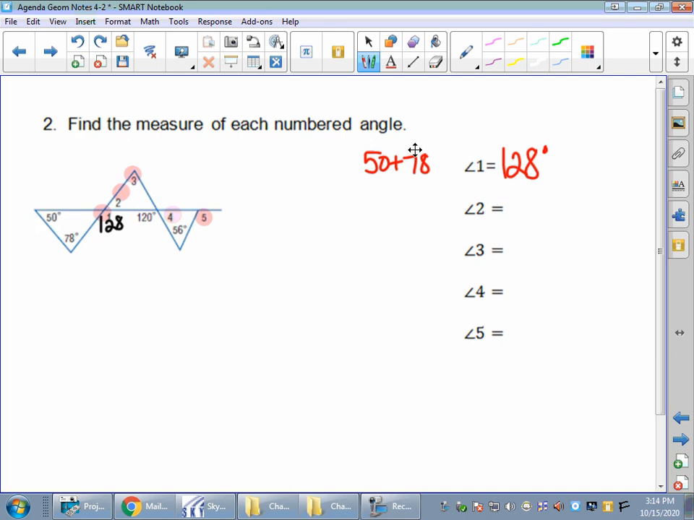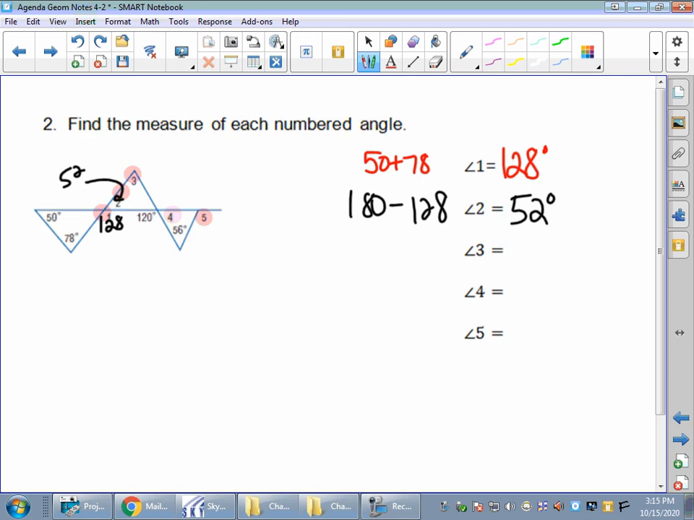Angle 2, it looks to me like angles 1 and 2 are supplementary, right? They form a straight line if I ignore the whole rest of the diagram. So if angle 2 is supplementary, they add up to 180. So if I do 180 minus the 128, that should get me the measure of angle 2. I believe that's going to be 52 degrees. So this angle right here, 52.